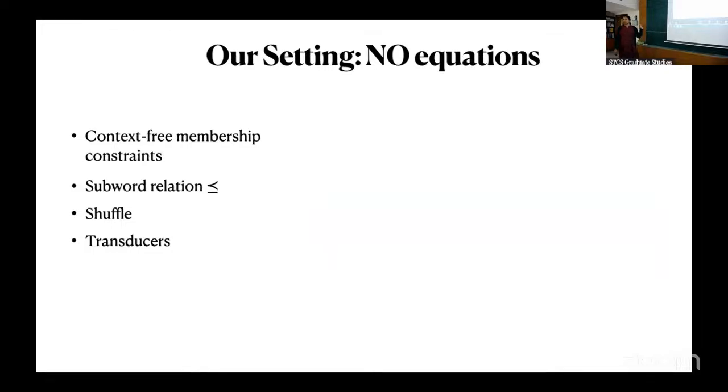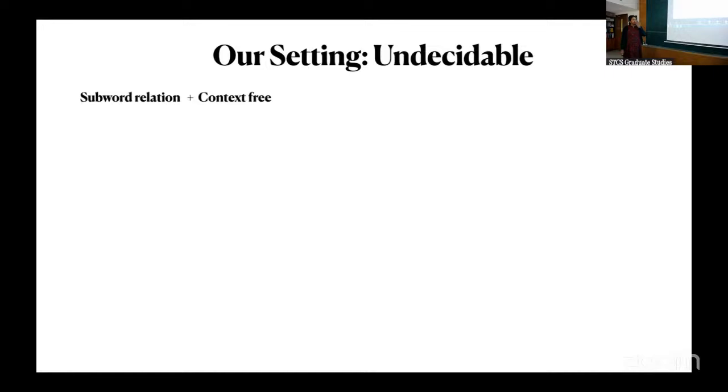So this is our theory. We are given a bunch of such constraints. The question is: is it satisfiable? And as expected, it's undesirable. Already if you have this subword constraint, as you just noticed, we can write x is a subword of y and y is a subword of x. You are kind of recovering equality back.